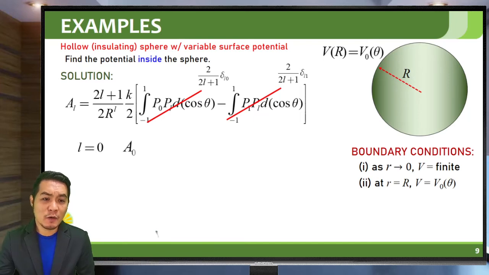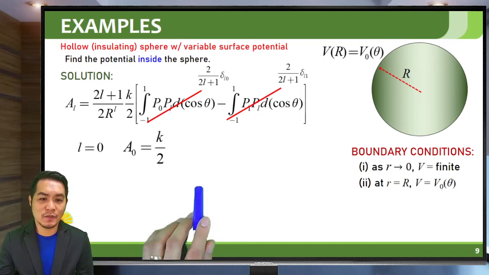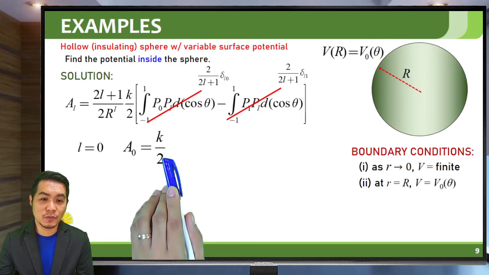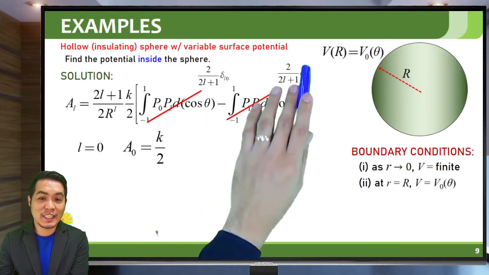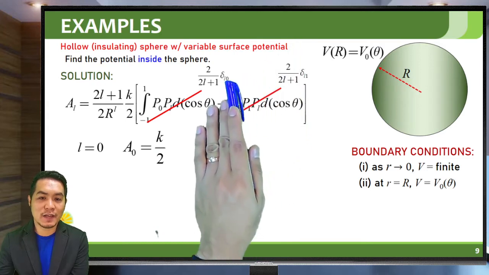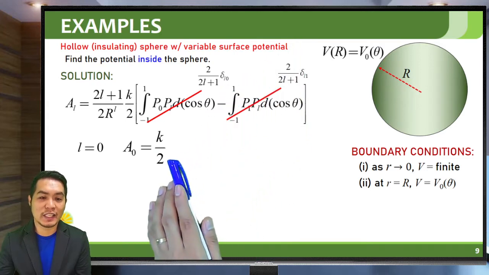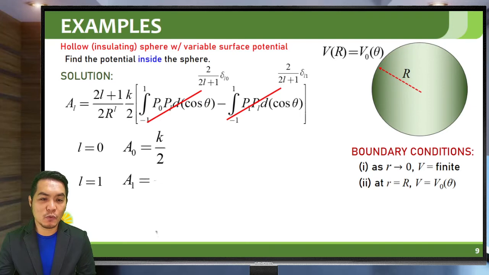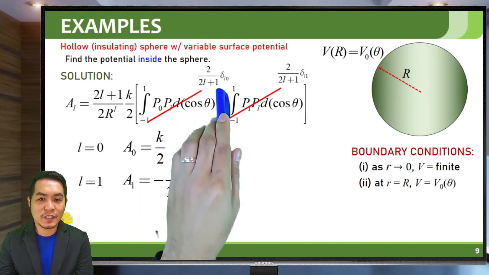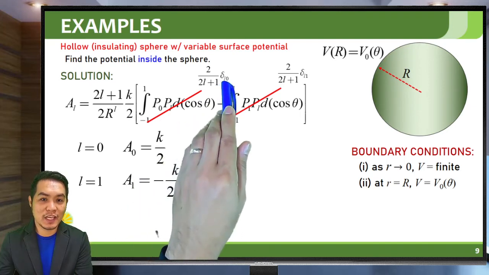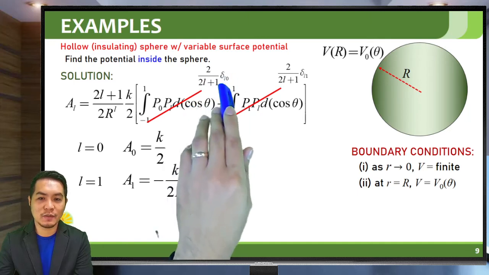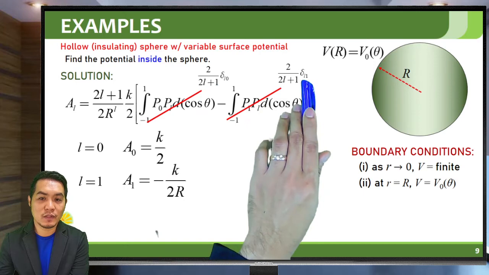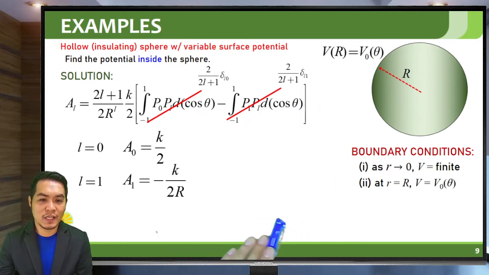When L is equal to 0, you have A0, which is just k over 2. So when L is equal to 0, this delta function is 0, and this delta function is equal to 1, and you will get k over 2. When L is equal to 1, this delta function is 0, because L here must be equal to 0. So since L is equal to 1, this is 0, but this is equal to 1. Delta L1 is equal to 1, and you will get this value.